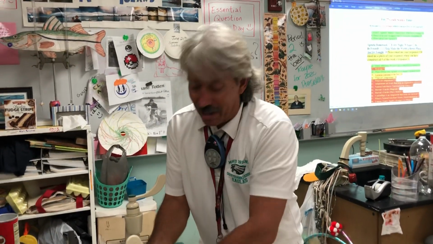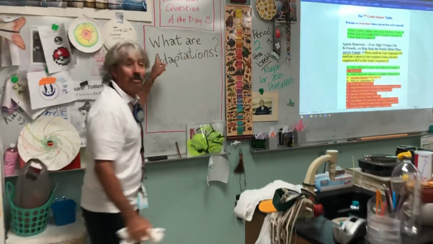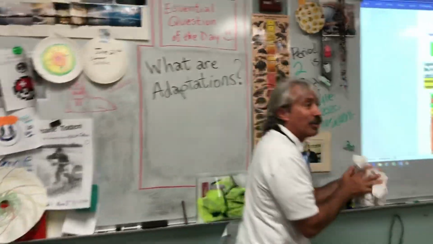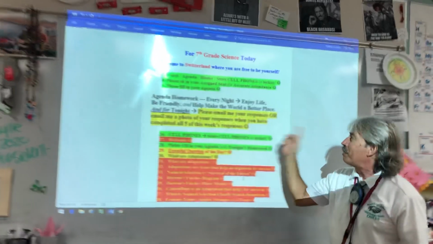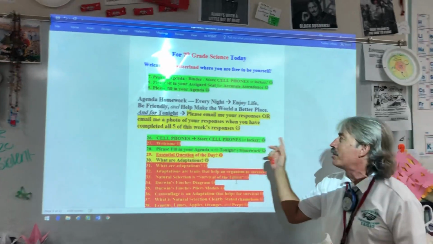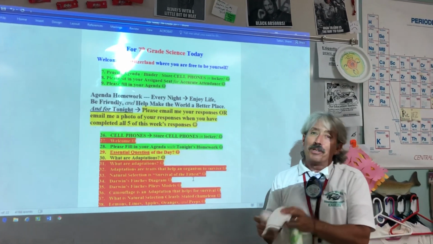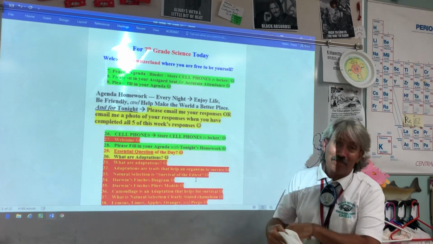So, let's see. We've been learning about the theory of evolution, and today we're going to focus on one of the biggest parts of evolution, which is adaptations. Which is our essential question, by the way. What are adaptations? And your homework this week is to email me your responses or email me a photo of your responses when you've completed all 5 of your responses.